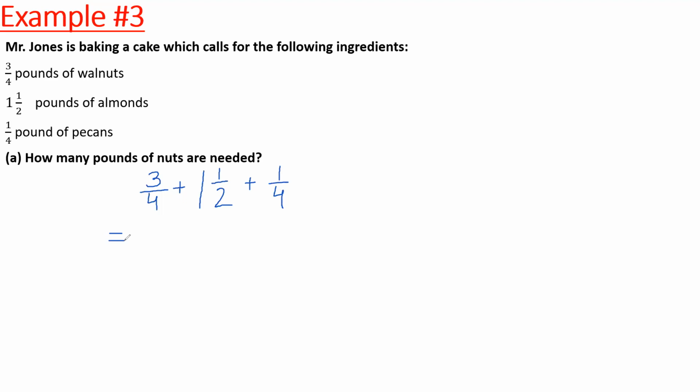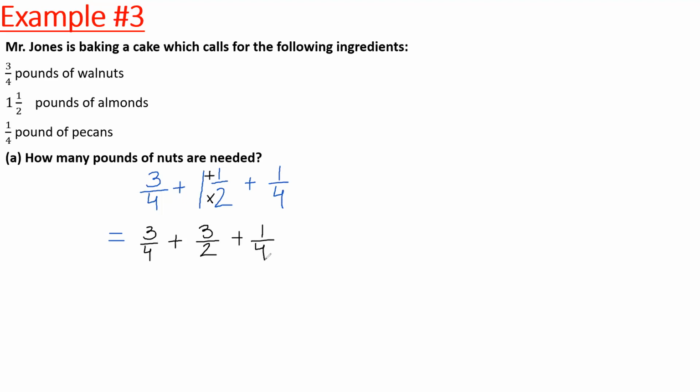So what is the mixed number? The mixed number is 1 and 1/2. We're gonna multiply the 1 by the 2, and then add. So 1 times 2 is 2, and then plus 1 is 3. So it's gonna be 3 over 2. Very good. So you have 3/2 plus 3/4 plus 1/4.